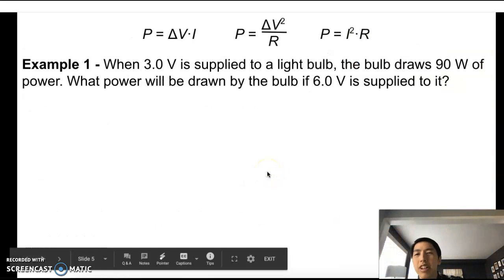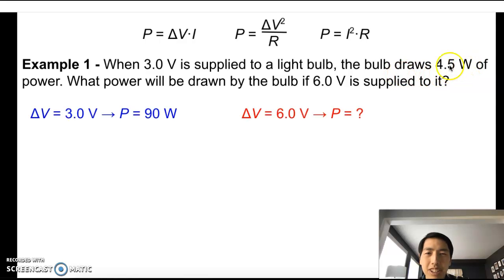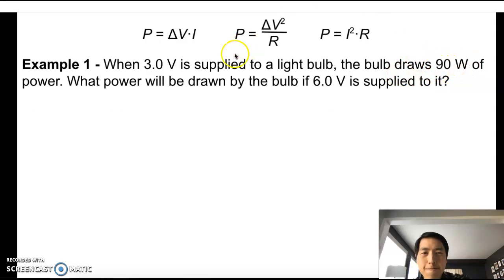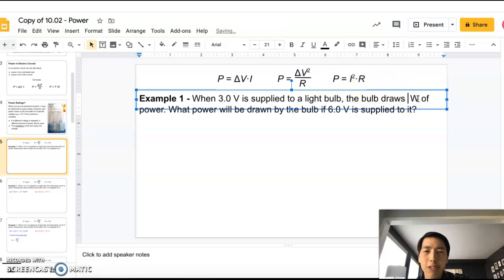All right, so I'll do an example here. So for these slides, I'm going to have the power formulas written at the top, just for easy reference. So there's a mistake here, actually. 1 second. Should say 4.5.